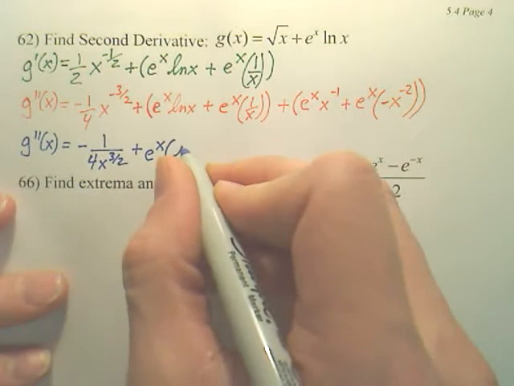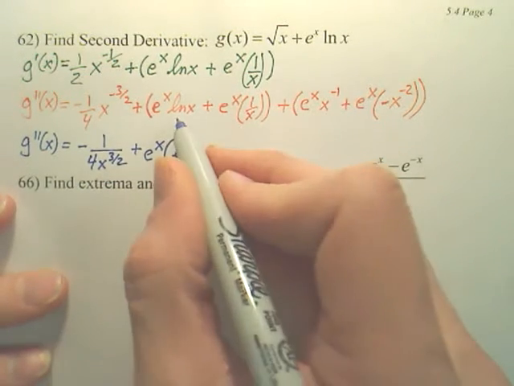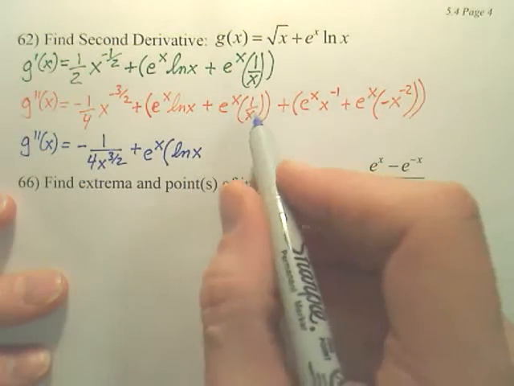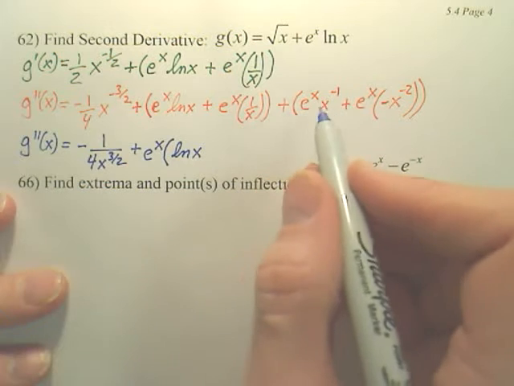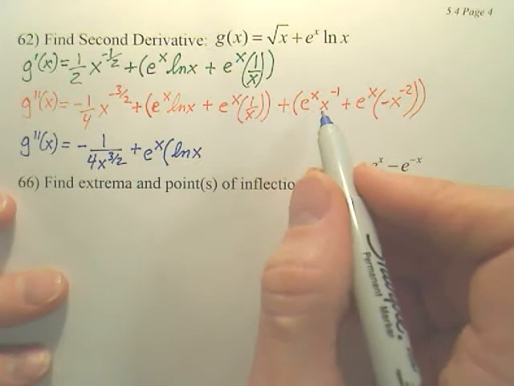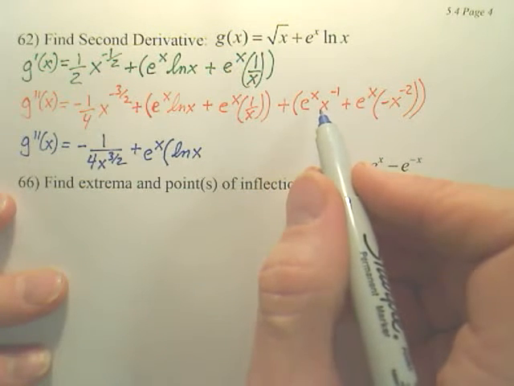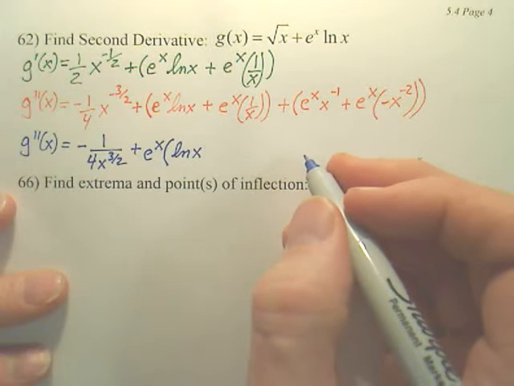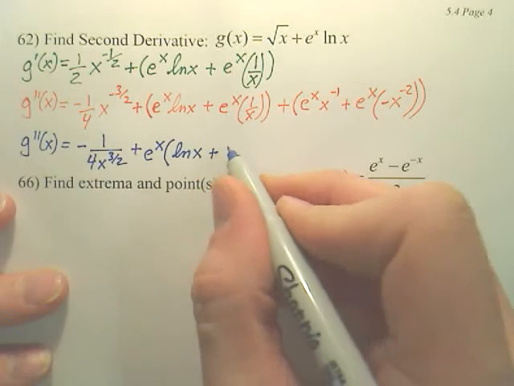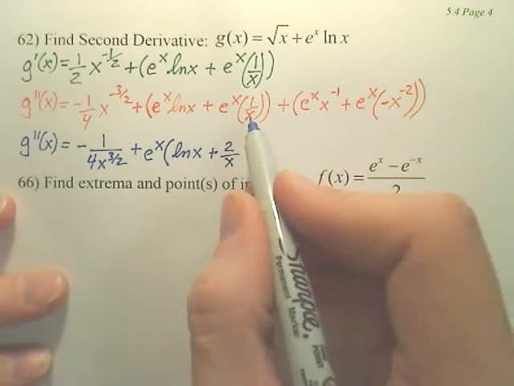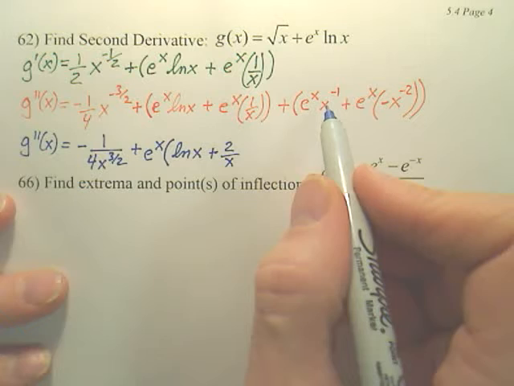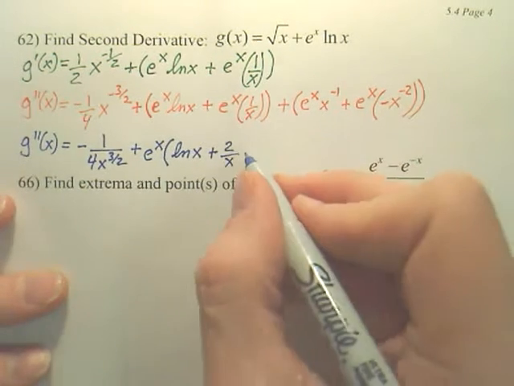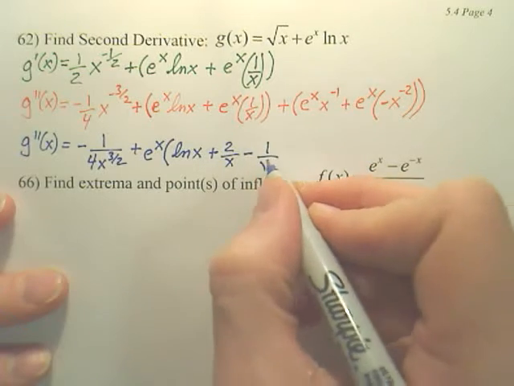And then it looks like we have ln x for this one. This one has, aren't those the same? Don't we have two 1 over x's? And what's 1 over x plus 1 over x? It's 2 over x, because these are both the same. 1 over x plus 1 over x, you add the tops if the bottoms are the same. And this one's going to be minus 1 over x squared.